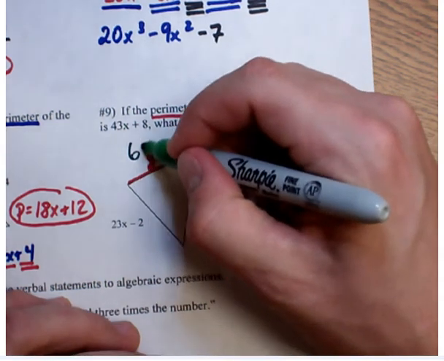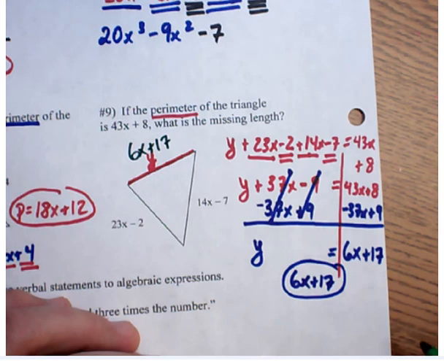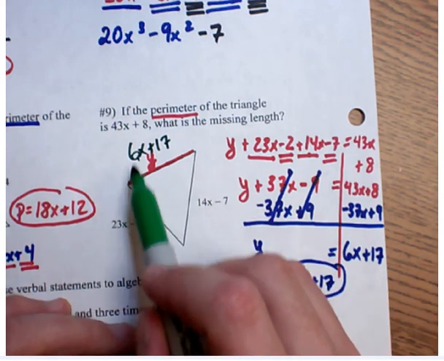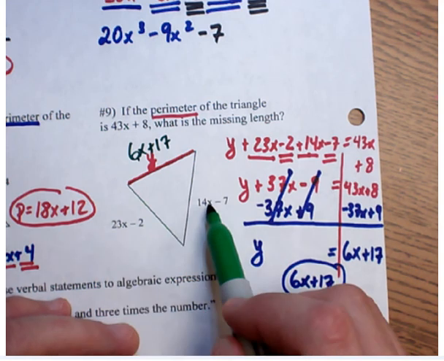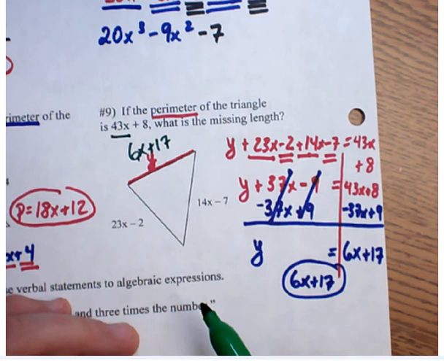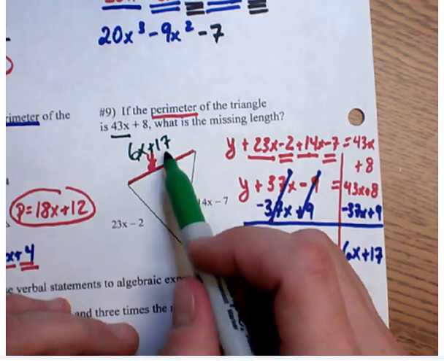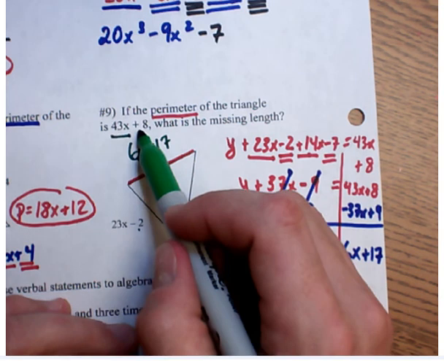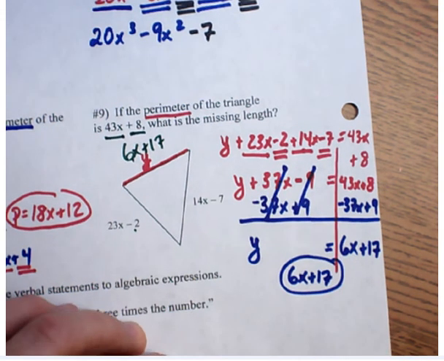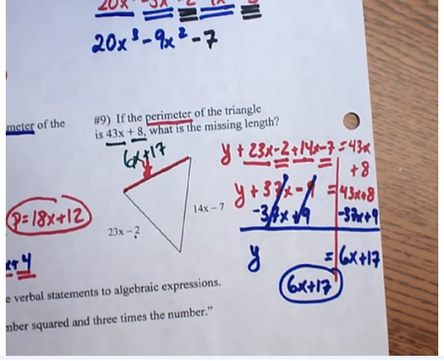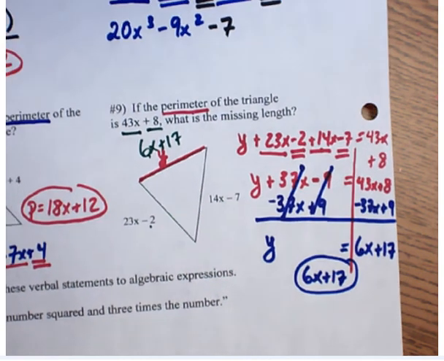Now, if you're not sure about that, what we can do is go back to the picture here. 6x plus 17. Add up your x's. 6 plus 23 plus 14. Does it give you 43x? All right, if you check that, it does. And then if you do 17 minus 2 minus 7, it gives you 8. So it makes it work. That's the key thing. All right, let's look at two more examples here.